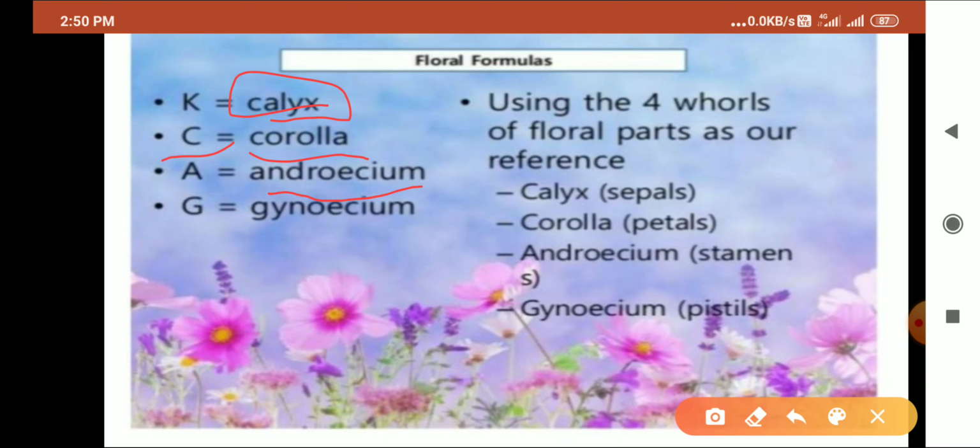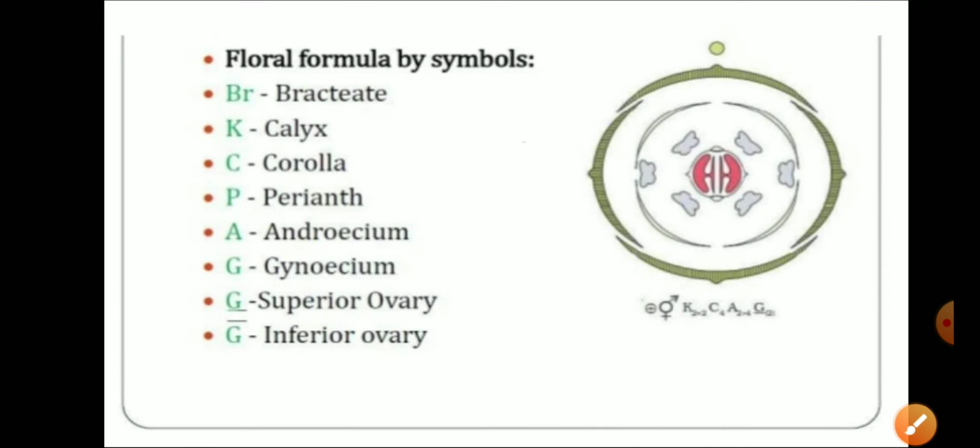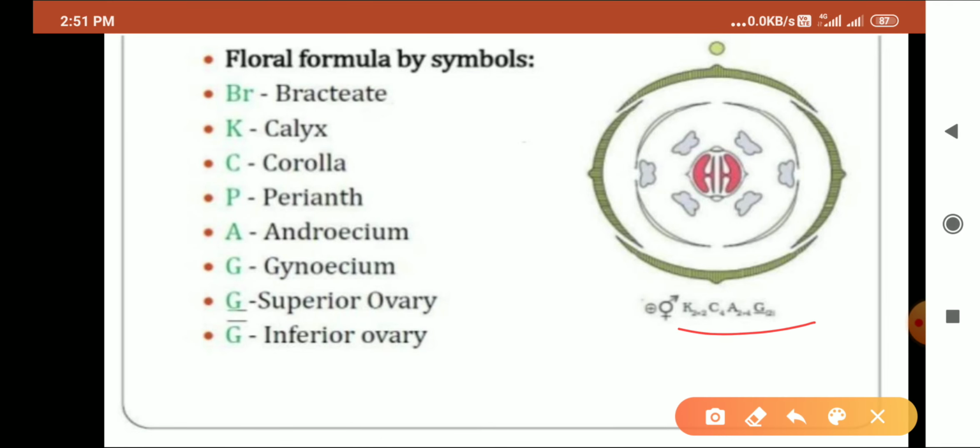Using the four whorls of the floral parts as a reference, calyx is a group of sepals, corolla is a group of petals, androecium means stamens, and gynoecium means pistil. So these are the symbols that are used to draw the floral diagram and to write the floral formula. Br for bracteate flower, K for calyx, C for corolla, P for perianth. Perianth is when calyx and corolla are present together. A for androecium, G for gynoecium.